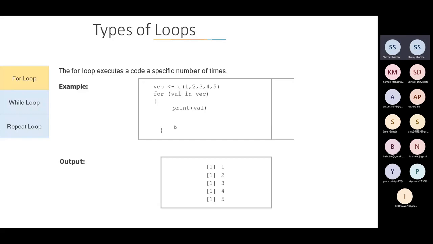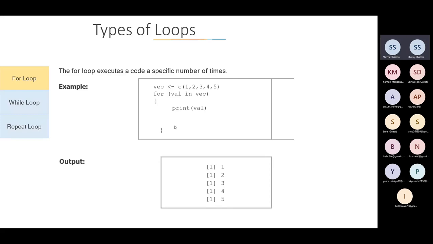VAL in vector means value in vector. So what is to be printed is the value. VAL is the value. So what will it print? It will print 1, 2, 3, 4 and 5, just 5 times. Okay. Any doubts? Done. Priya, this time you are first. Done. Very good. Nice. Great, great, great.